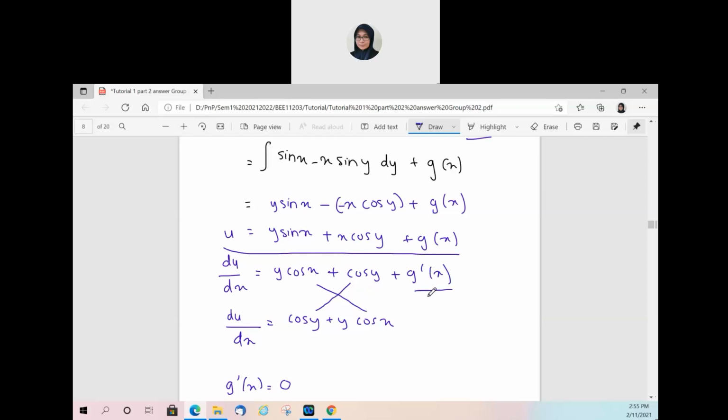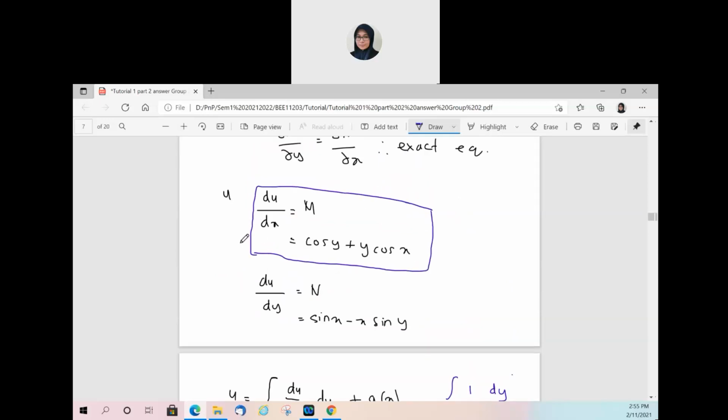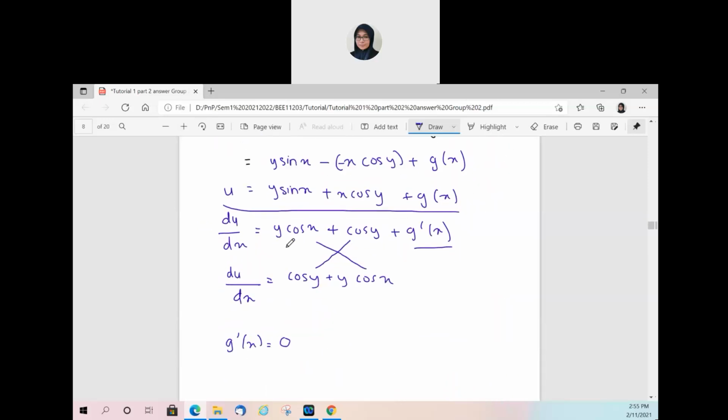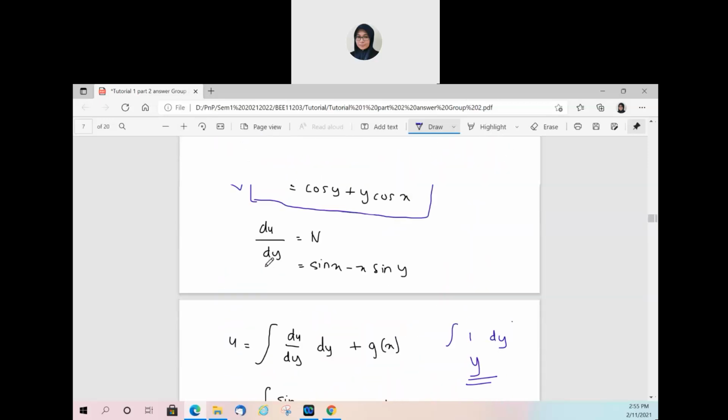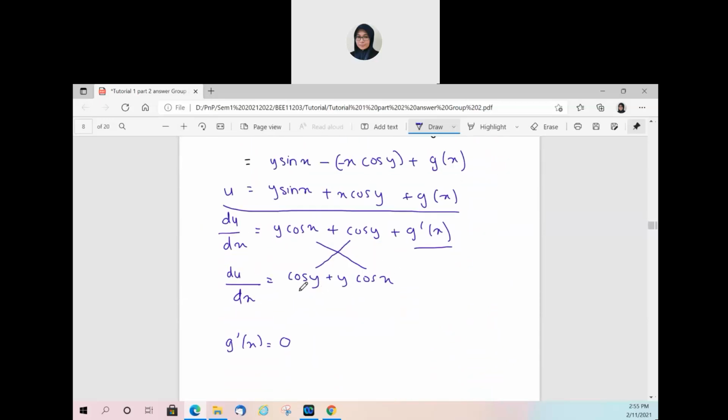Okay, you want to find what is g prime here. Then you have to compare with du over dx that we assumed here. You compare with this du over dx. So we compare here, du over dx here is cos y plus y cos x. So here you have cos y plus y cos x. Okay, you compare both.